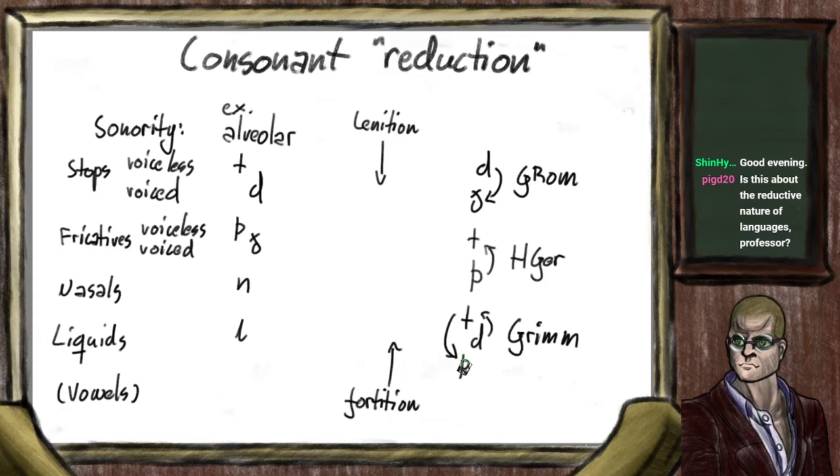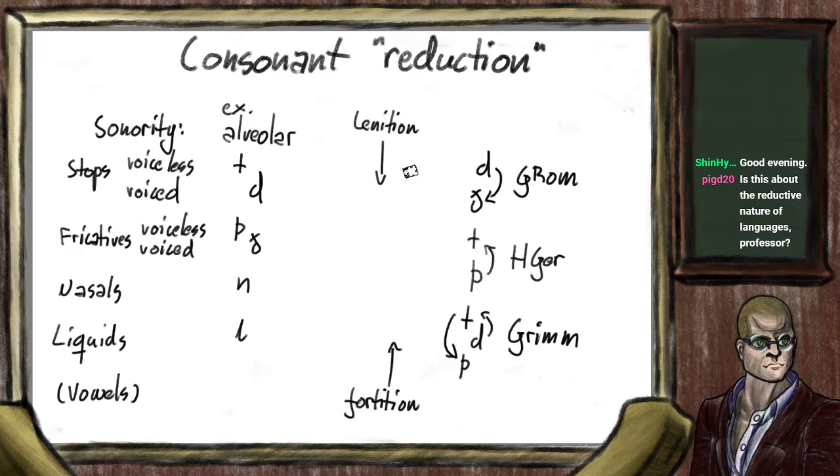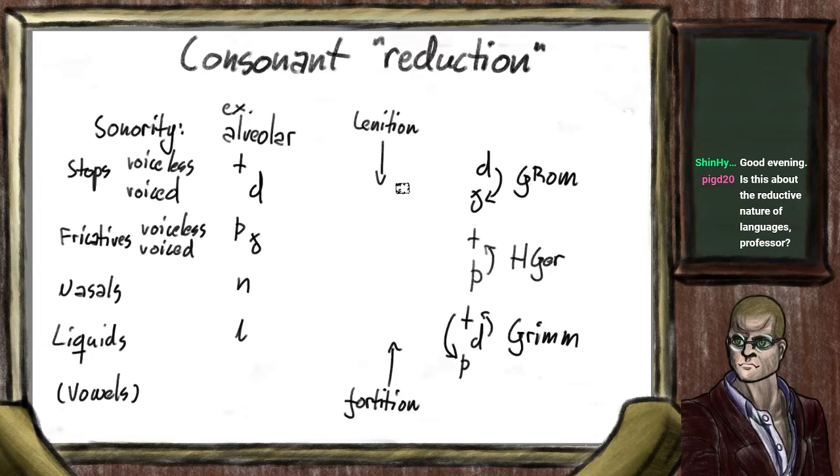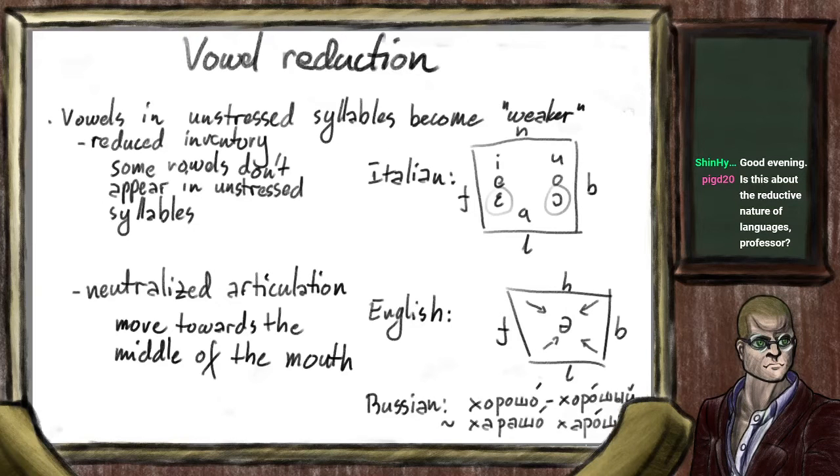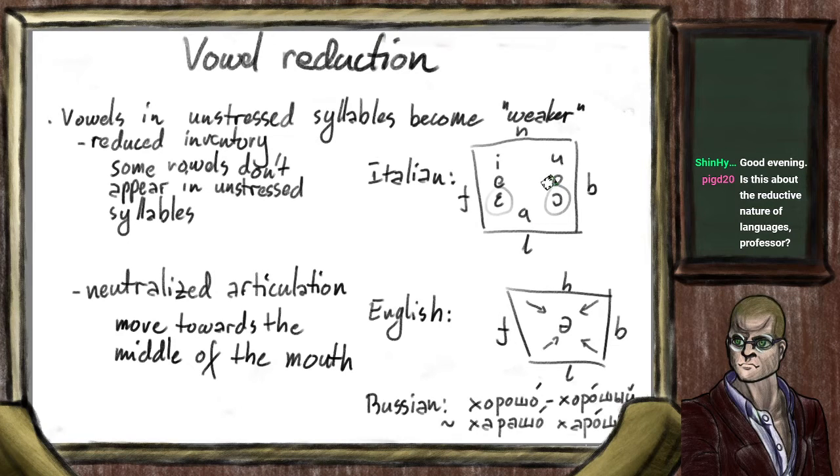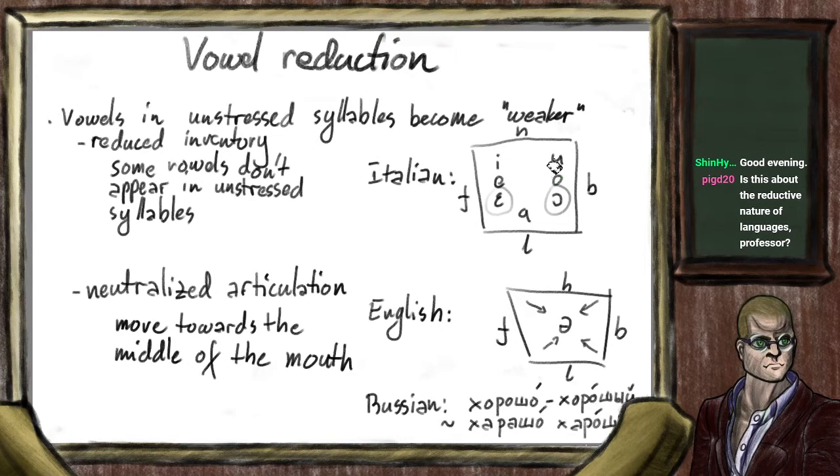So, for example, in this case, the lenition of the consonants is called a weakening in Latin, and in the same way, you could think that the vowels are weakened as well, either by the inventory of vowels weakening, becoming smaller, or the area of pronunciation becoming weaker or less extreme in the case of English and Russian.